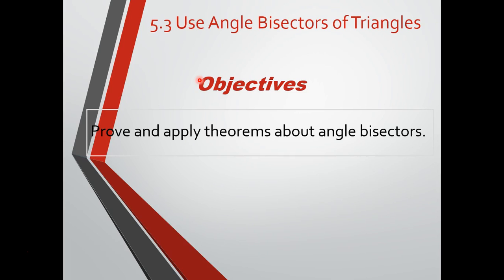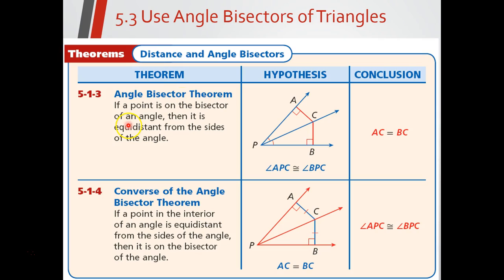And we're going to be doing that with triangles. So our objective in this lesson is we're going to be mainly applying theorems about angle bisectors. All right, so here are some angle bisector theorems. And here's what an angle bisector is.